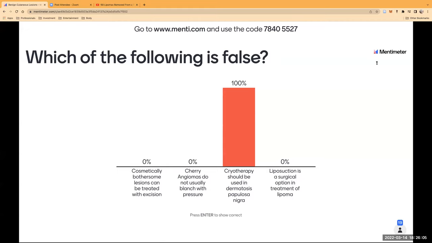Okay, fine. Albert, why did you choose C? Chebulukot, why did you choose C? I'm seeing everyone has chosen C. Because it's false. Cryotherapy cannot be used for dermatosis papulosa nigra.